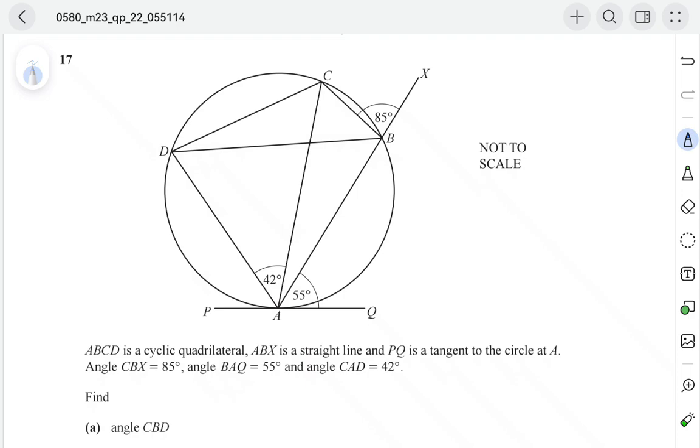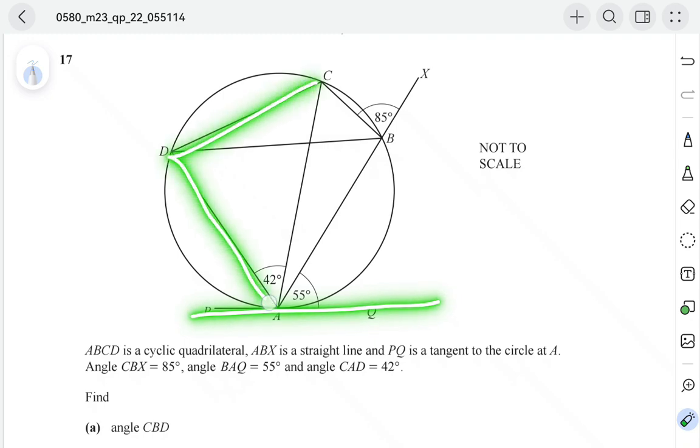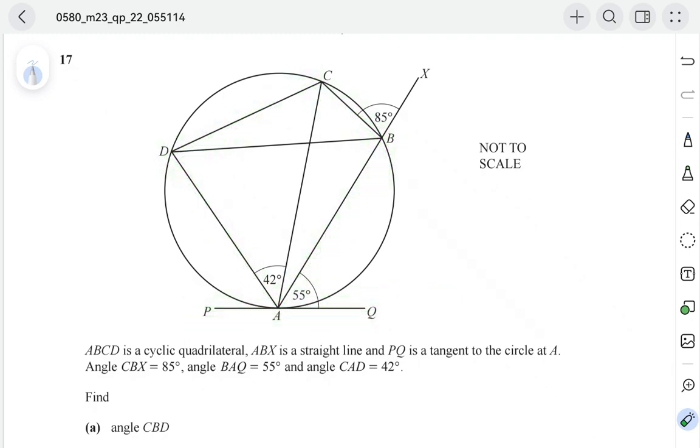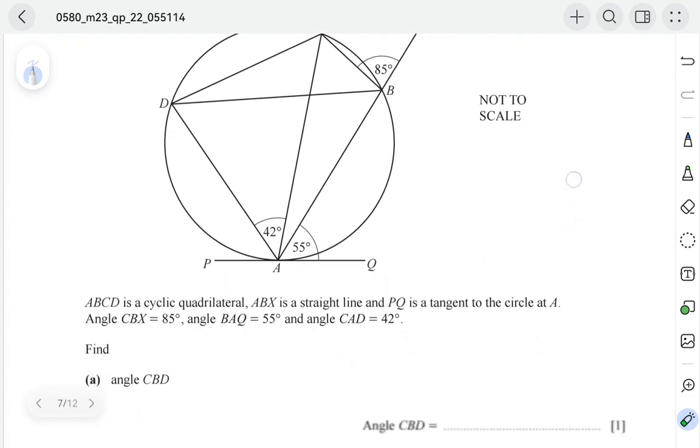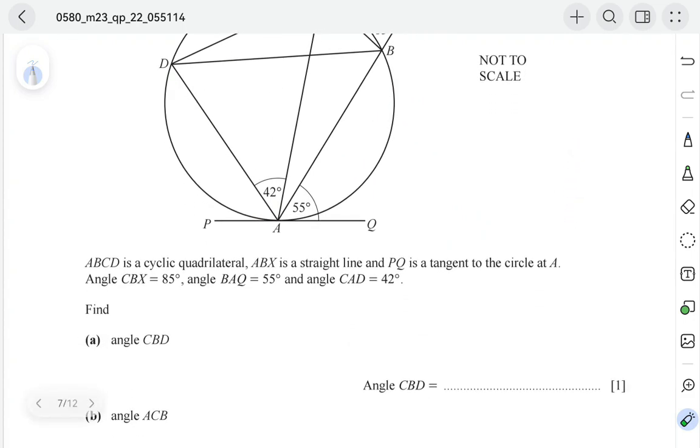Alright, now let's move on to question 17. So question 17 shows us this really complicated circle. We have a circle, we have a tangent, and we also have a cyclic quad. But we have to take it bit by bit, and we can break down this image to actually find the angles that they want us to find. So first is angle CBD.